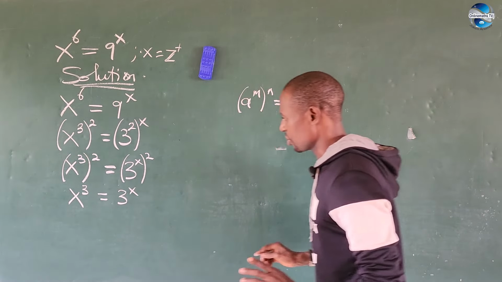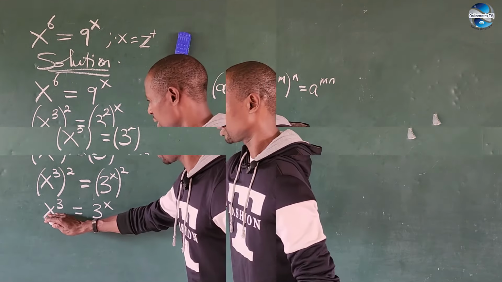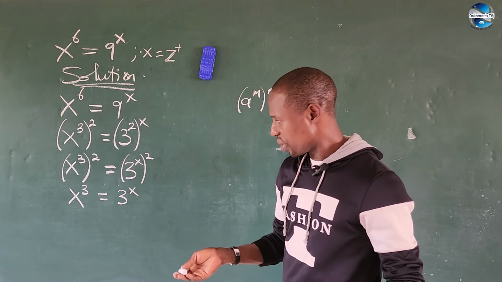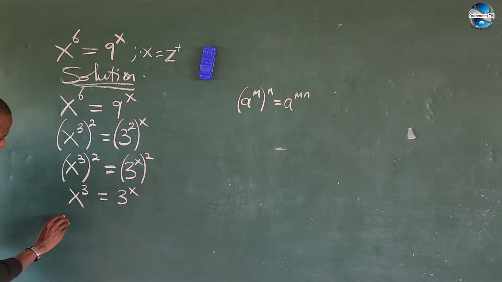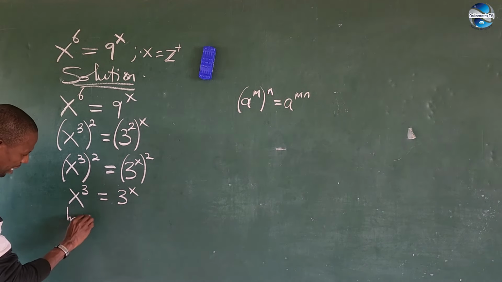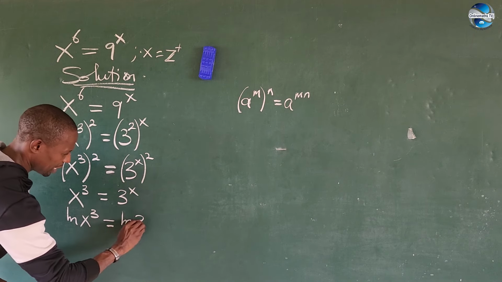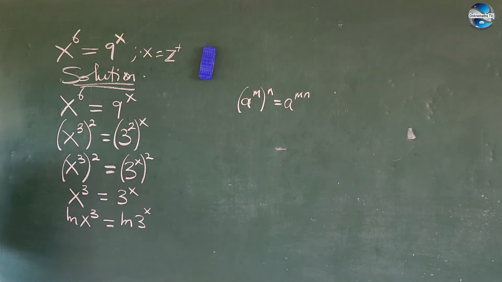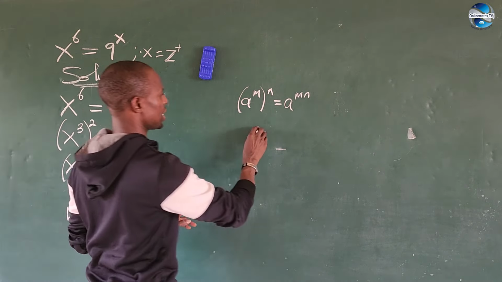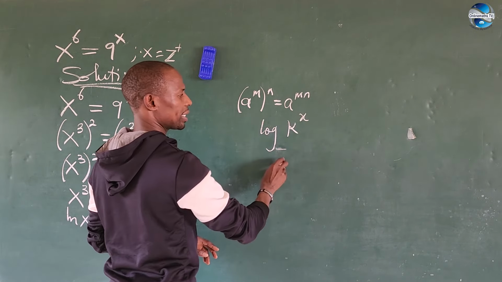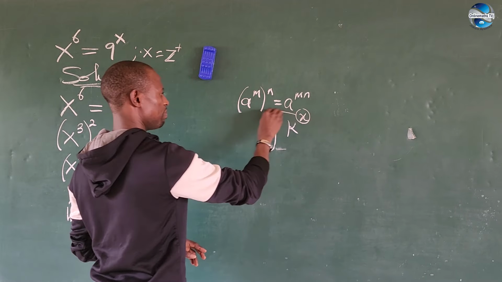Easy. Okay, so we look at this again. What do we do at this point? All we need to do is take ln of both sides of the equation, so let's take the natural log. We have ln of x to the power of 3 equal to ln of 3 to the power of x. Remember the law of logarithm: if you have log of k to the power of x, you move the exponent to the front.